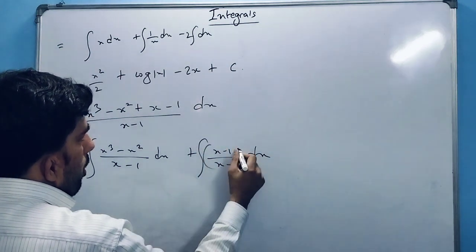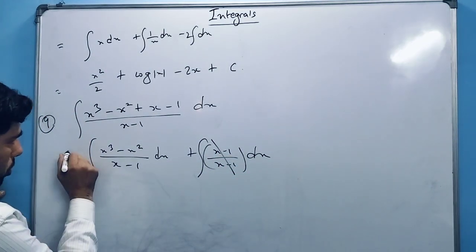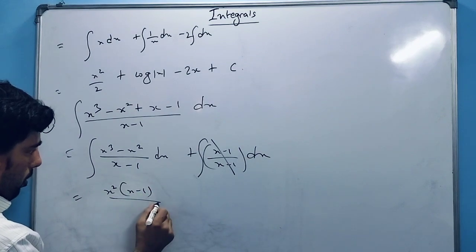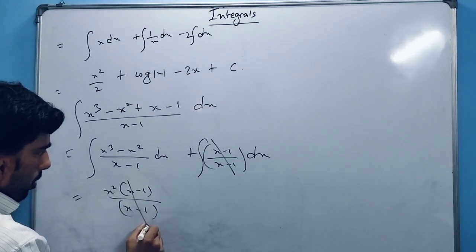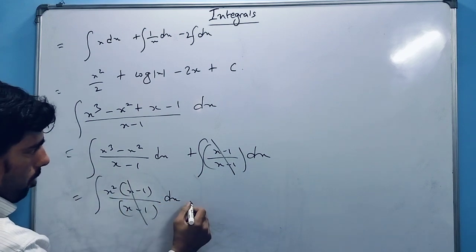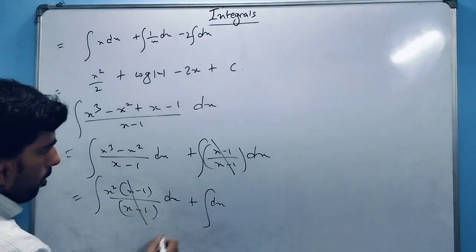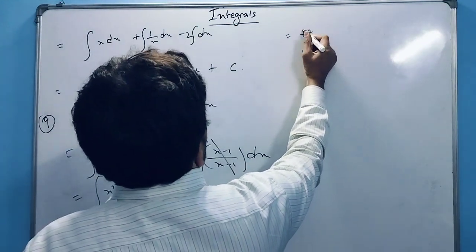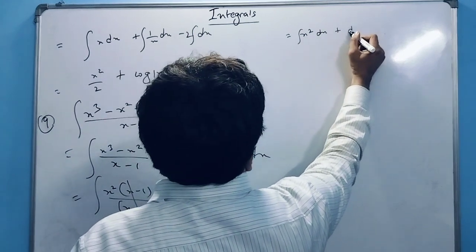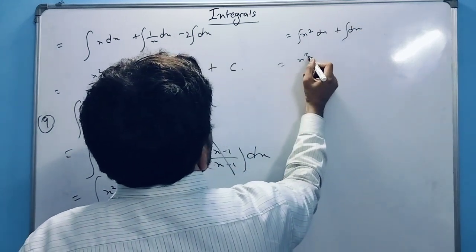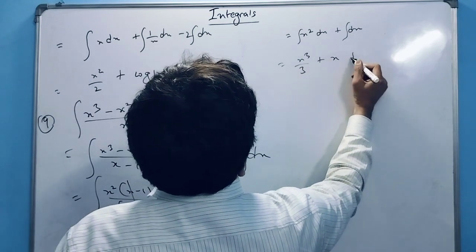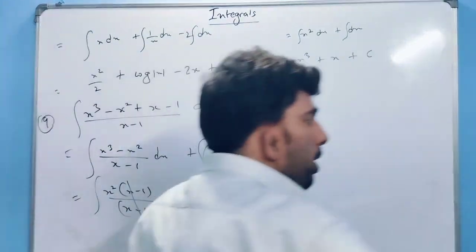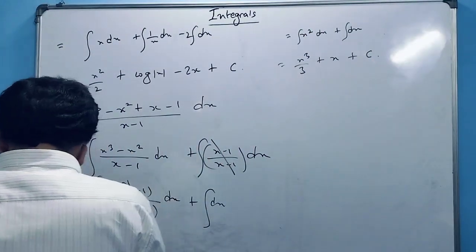Okay, now we need to separate out. So here also, what will happen if I take x square common? So now my next step will be, here I am writing x square dx plus dx. So we get x cube by 3 plus x plus c. Okay. So likewise we can solve the numerical here.